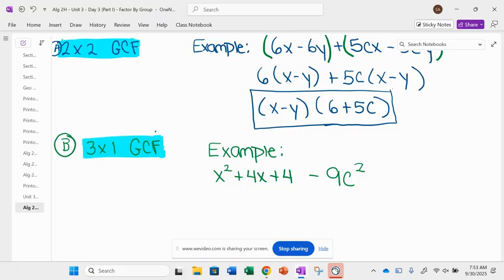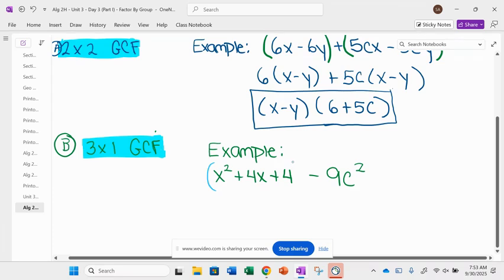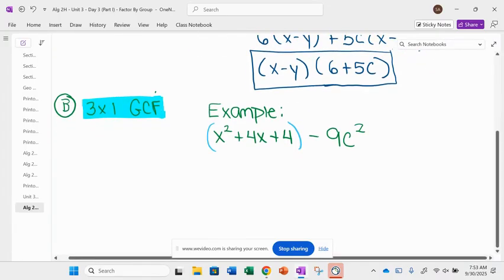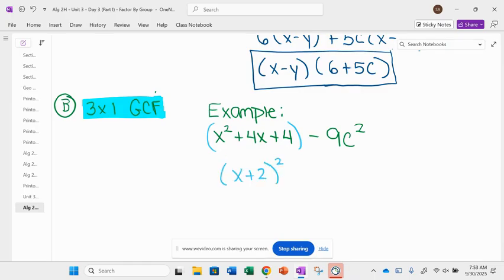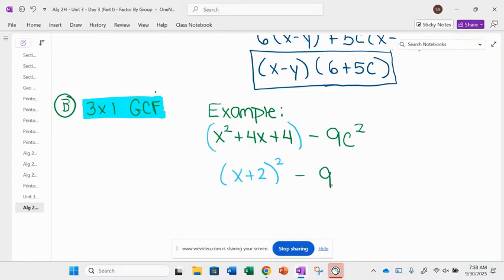So I'm going to go ahead and group my first 3 terms together. And now what I'm going to do is factor this. X squared plus 4x plus 4, do we agree that's x plus 2 quantity squared if I were to factor it? And then we're left with a minus 9c squared.